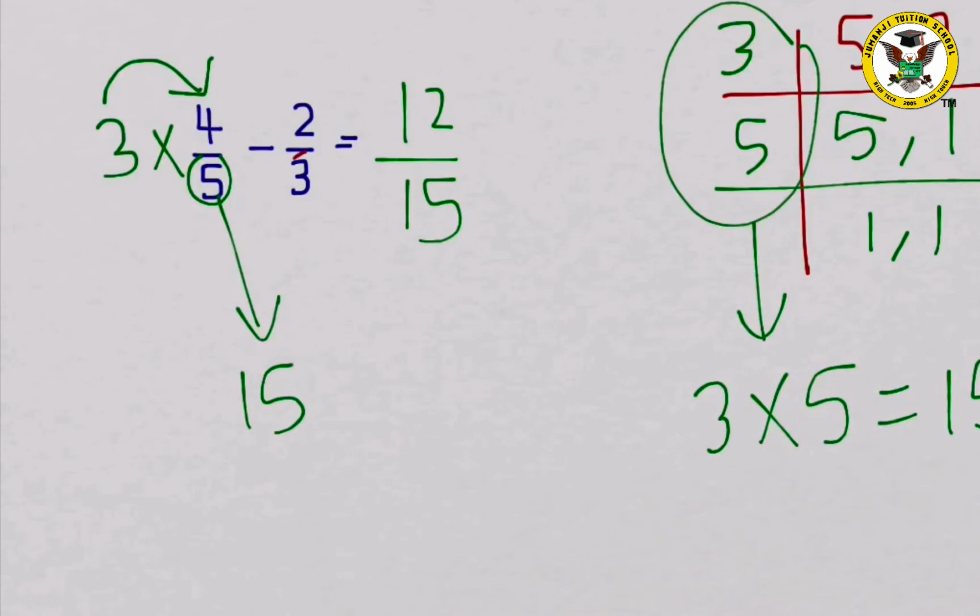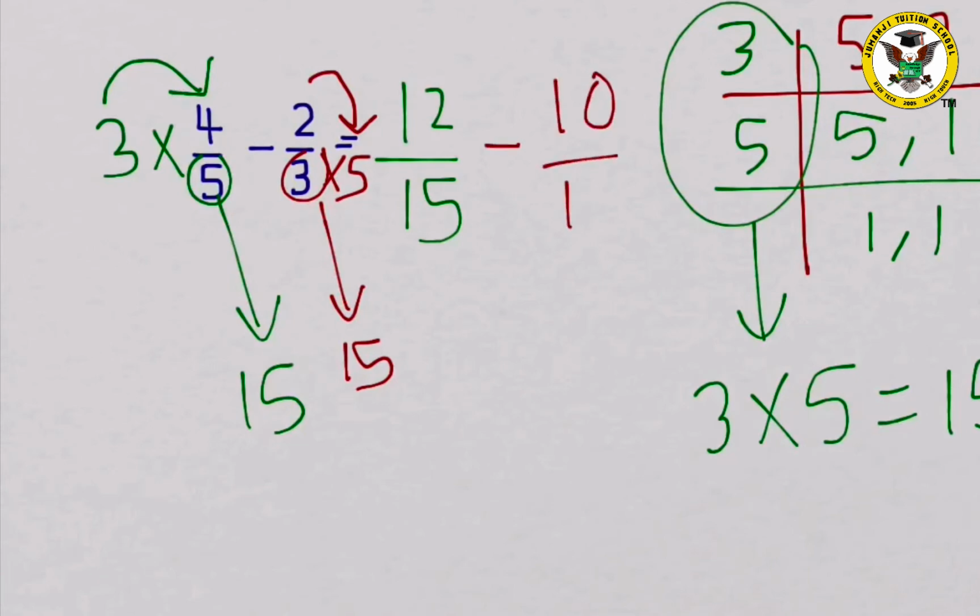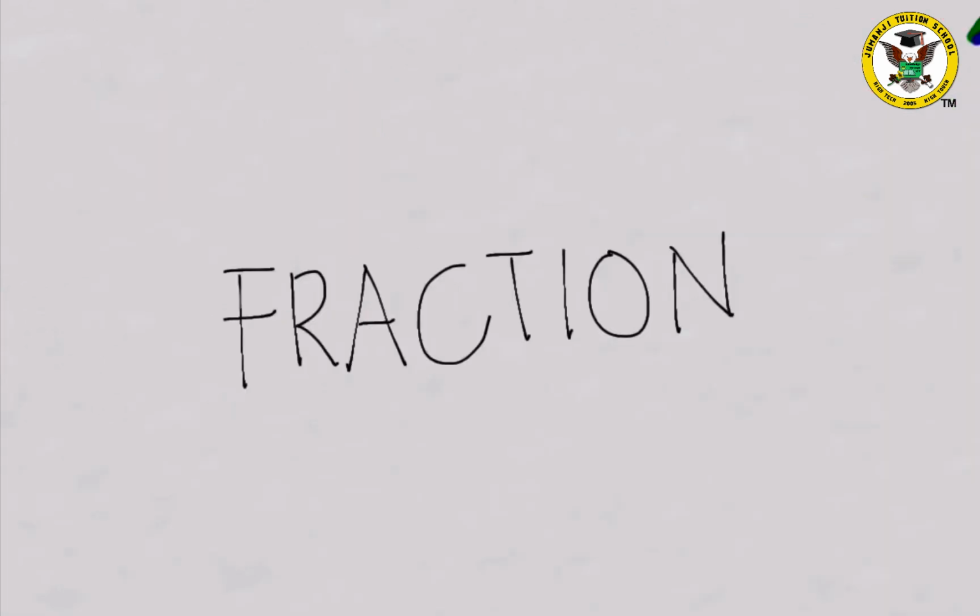Next is for 3. We can multiply it with 5 so that it can become 15 too. So we also multiply 2 with 5. So you minus, 2 times 5, which is 10 over 15. So the final answer is 2 over 15.